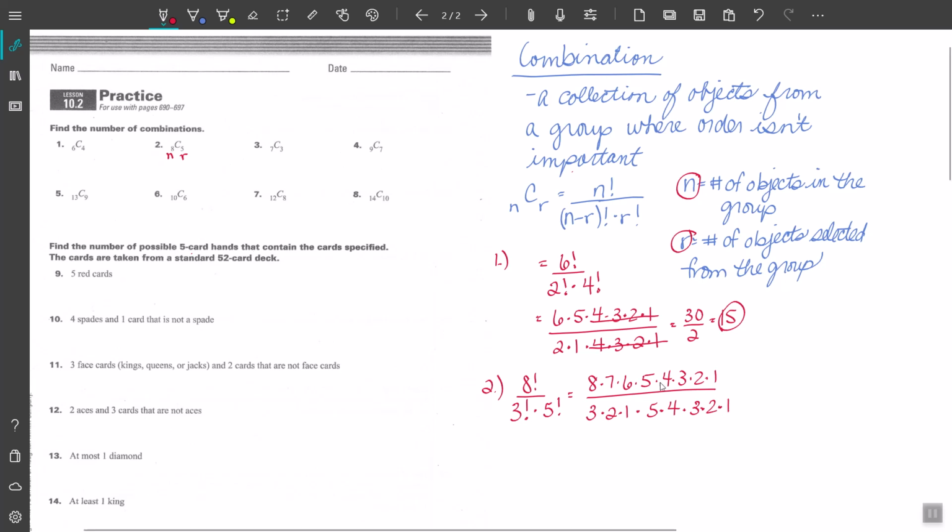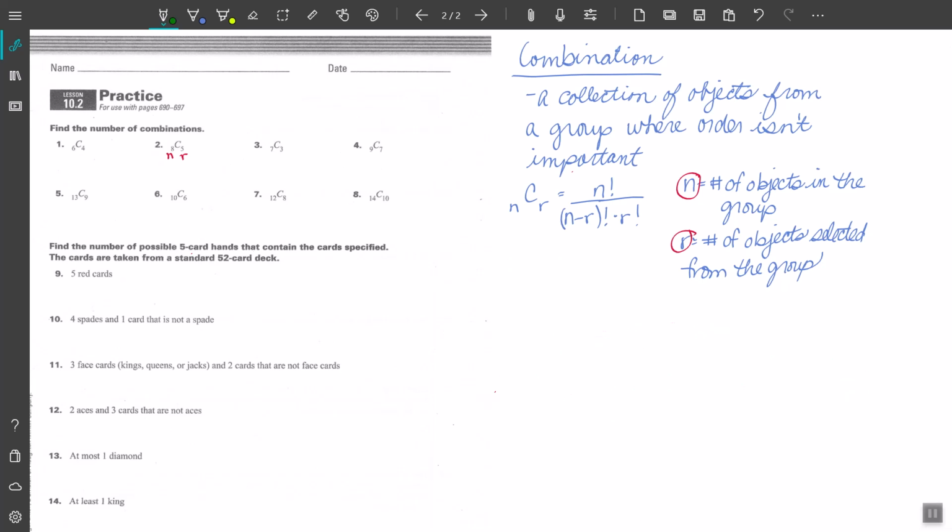And again, we can see we've got some things that'll cancel. Once again, the 5, 4, 3, 2, 1 will cancel in the numerator and denominator. So then we are just left with 8 times 7 times 6 in the numerator, and the denominator will be 3 times 2 times 1. Okay, and so when we reduce this, we get 56 combinations. So when you have a total group of 8, you're going to pull 5 objects out at a time. There are 56 combinations of ways that those 5 objects can be pulled out.